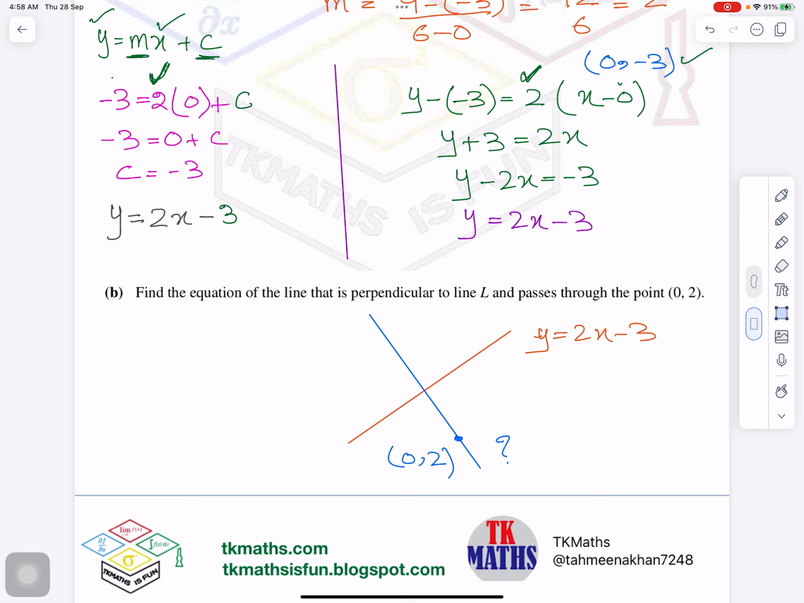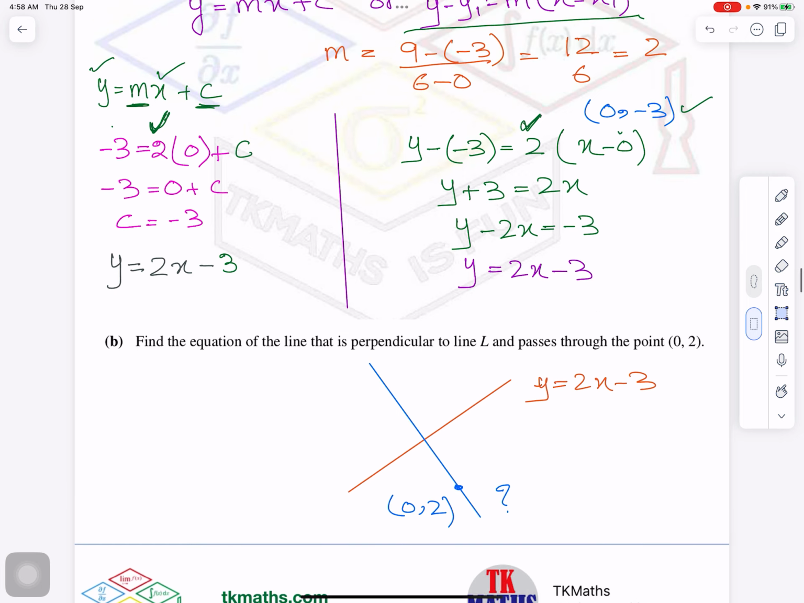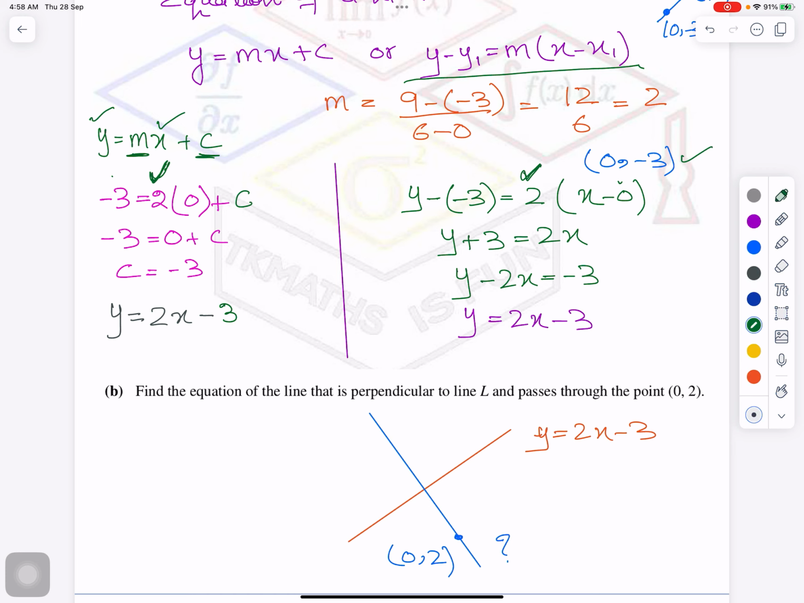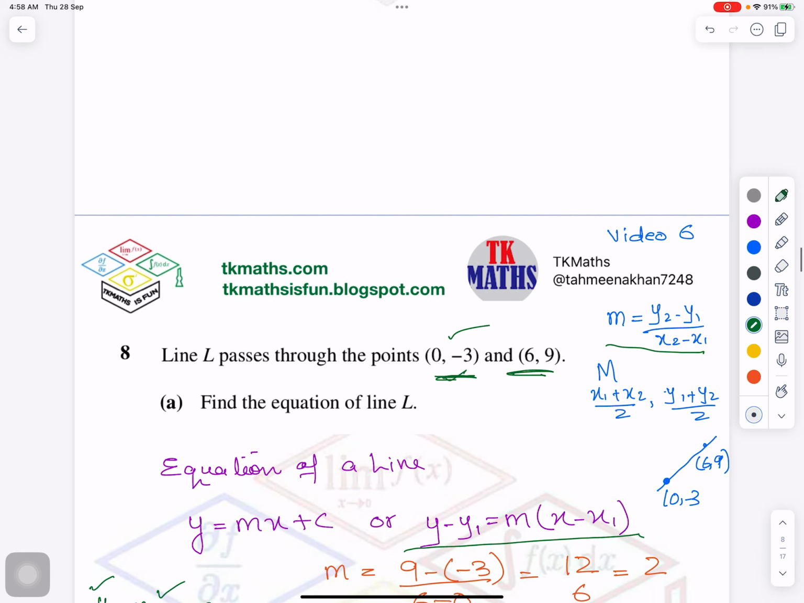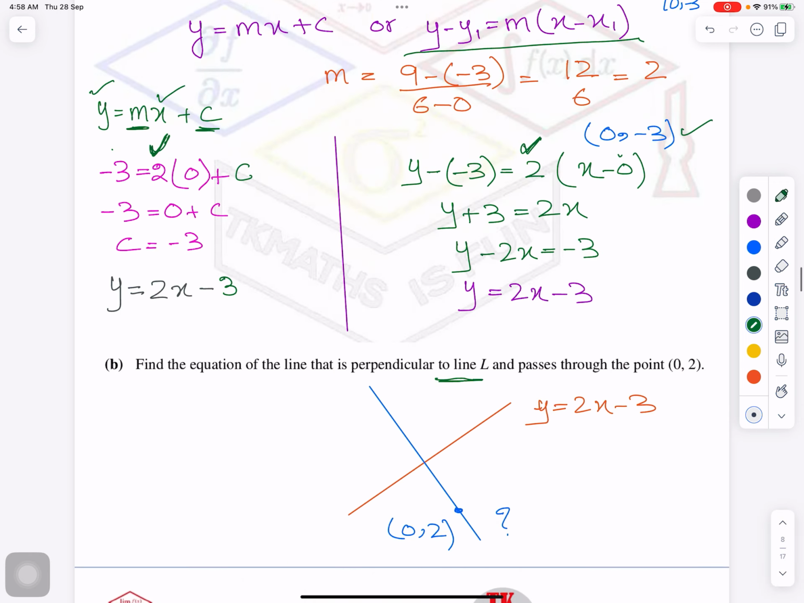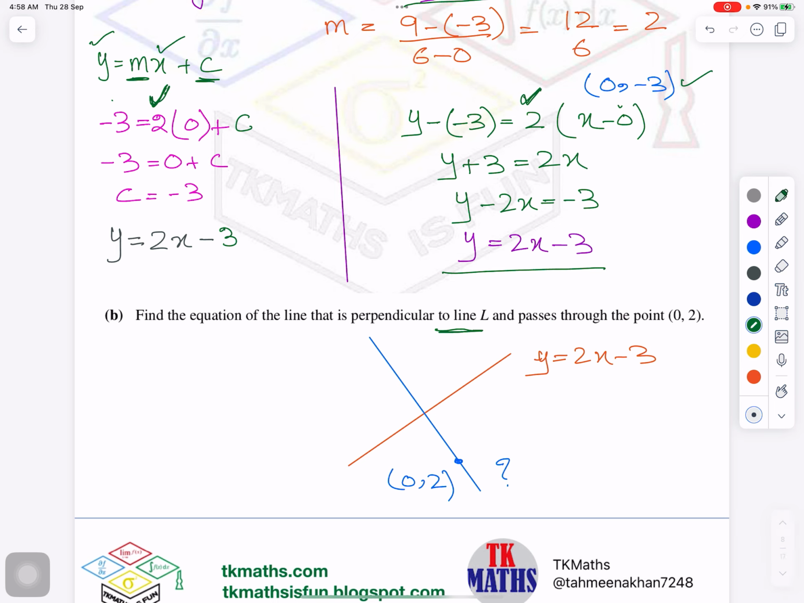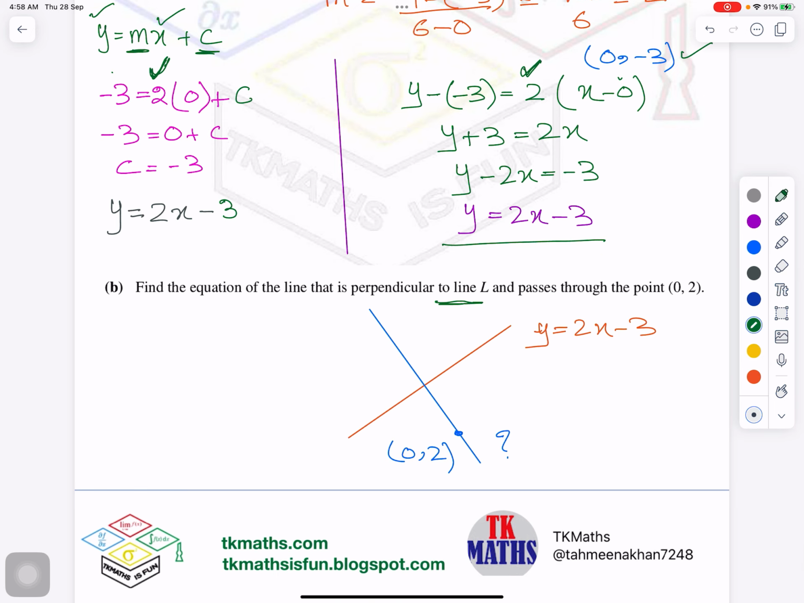So the line which is in red is the same one which is given to us in part 1, because it is using line L, right? Line L. And what is line L? It says here line L is passing through these 2 points. So it means I am talking about the line y is equal to 2x minus 3. So I have represented it here in red. But what do I have to find out? I have to find the equation of the line that is perpendicular to it. So I have drawn this blue line.